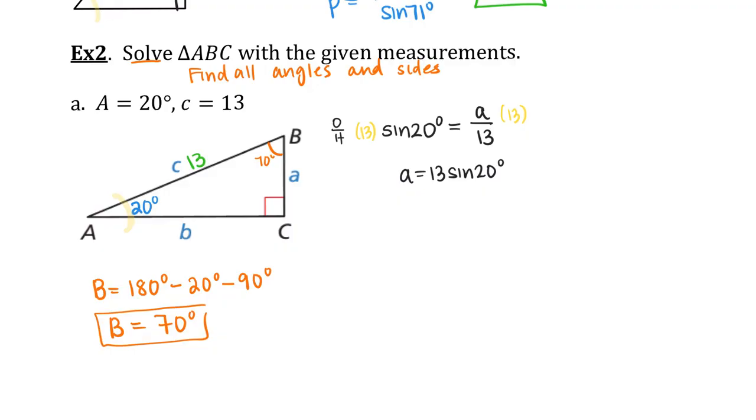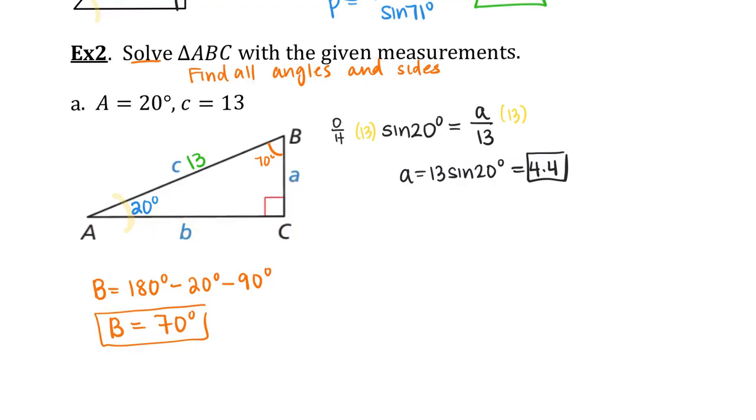It doesn't tell me to round it, but we're going to go ahead and round it. So I got about 4.4. So A is about 4.4. Does that look realistic? Yeah, if this is 13, this could be 4.4. Okay, so now I have this side, and I still need B.